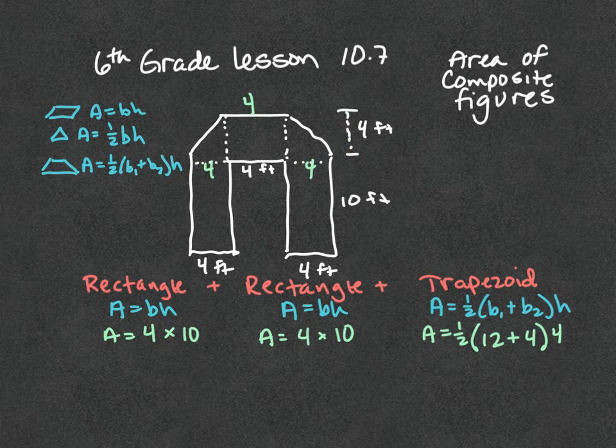Now I go ahead and calculate. For this rectangle, 4 times 10 is 40. It will be added to this rectangle of 40. And I have a little bit of math to do here.